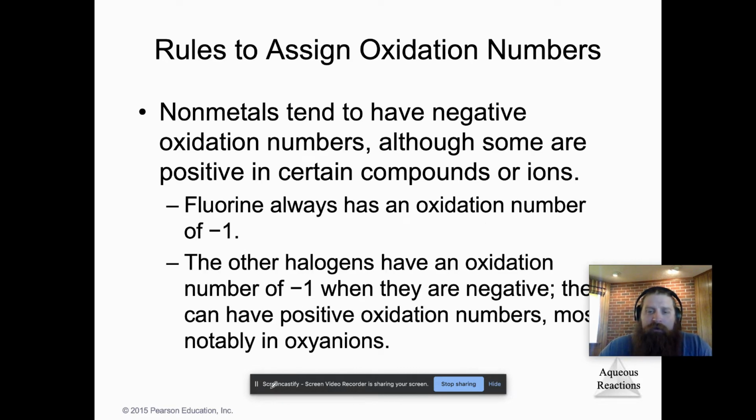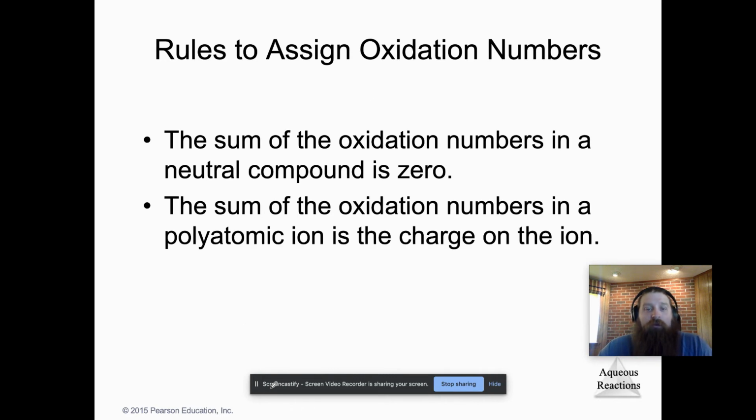Fluorine is always going to be -1. The halogens are always going to be -1 when they're negative. They can be positive if they're in an oxyanion, so something like a chlorate or a perchlorate. But for the most part, they're -1. The sum of the oxidation numbers has to be 0 if the compound is 0. The sum of the oxidation numbers has to be the charge if you're talking about a polyatomic ion.